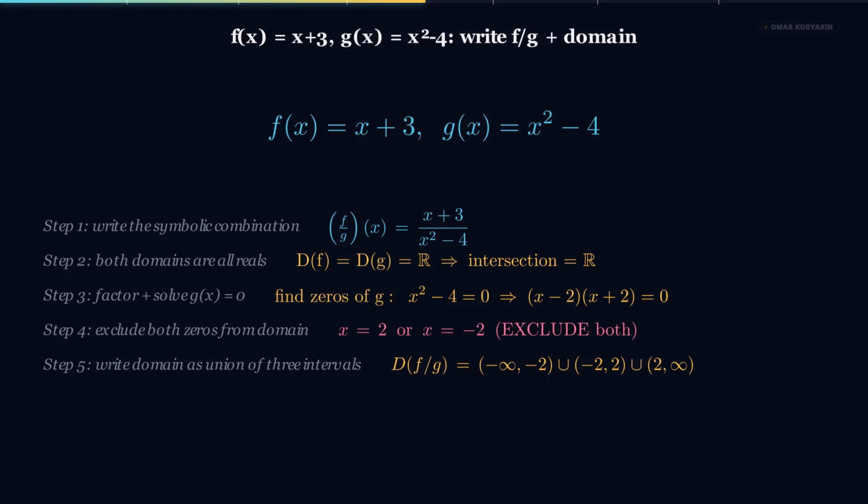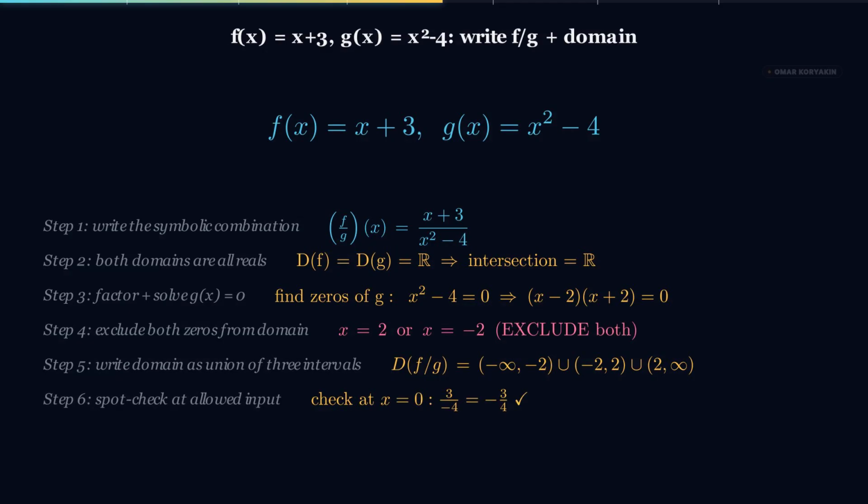Step 5. Verify by computing the combination at a specific allowed input. At x equals 0, f over g of 0 equals 0 plus 3 over 0 minus 4 equals 3 over negative 4 equals negative 3/4. The output is well defined because g of 0 equals negative 4 is non-zero.